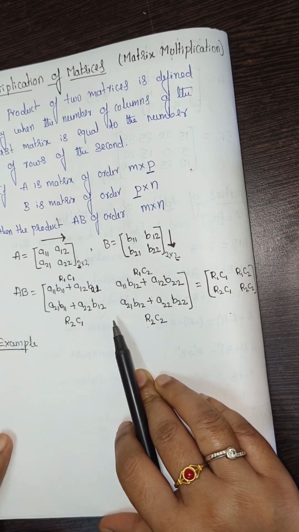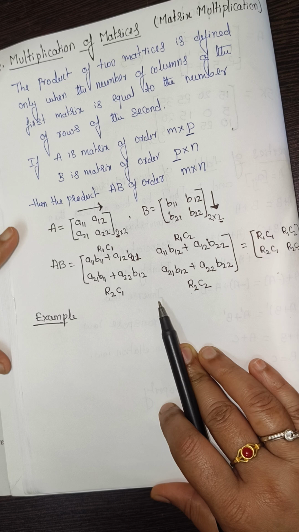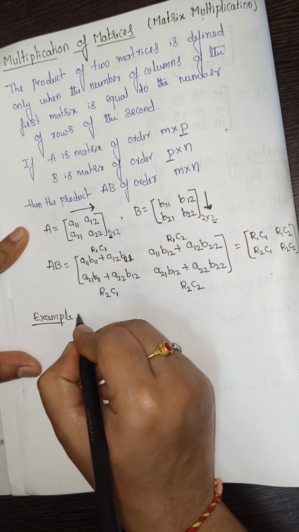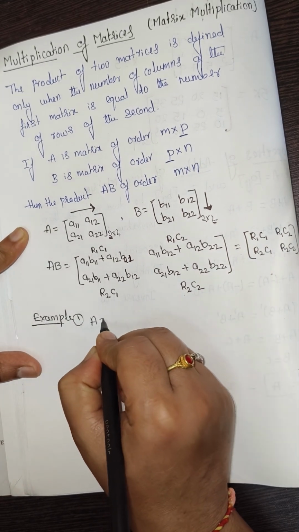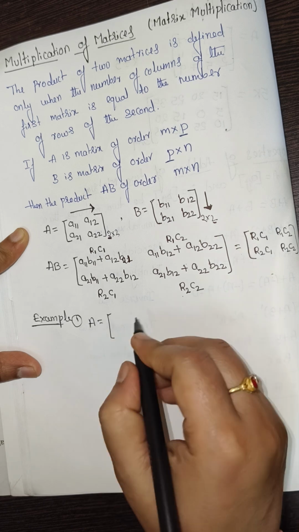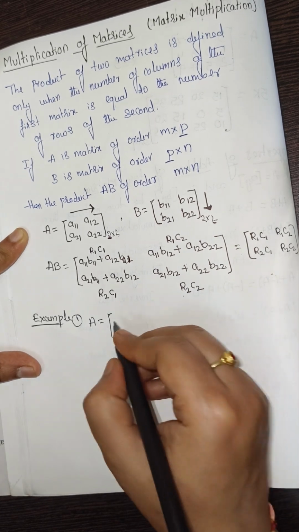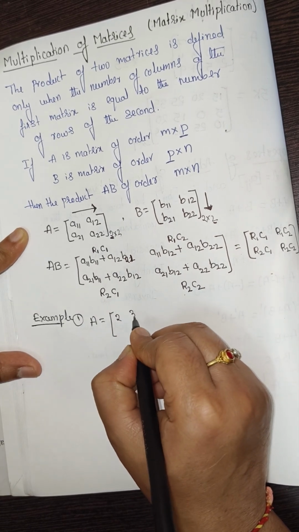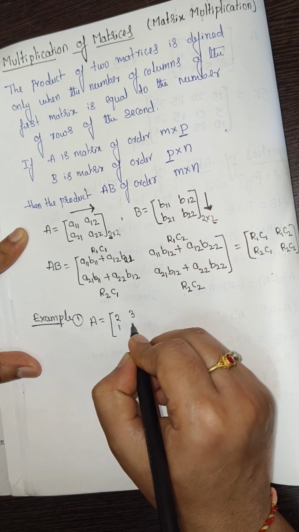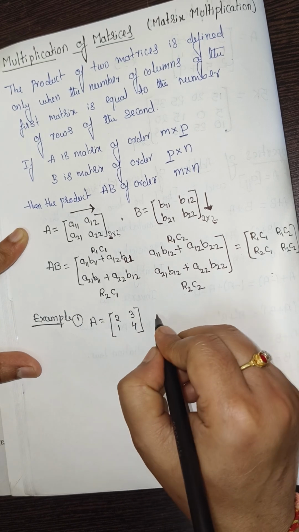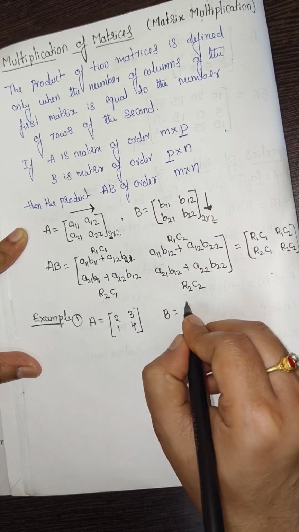Understood? I will show an example here so that it will be clear. I will take a 2 by 2 matrix first, and after that we will take other questions. A is 2, 3, 1, 4. B is here.